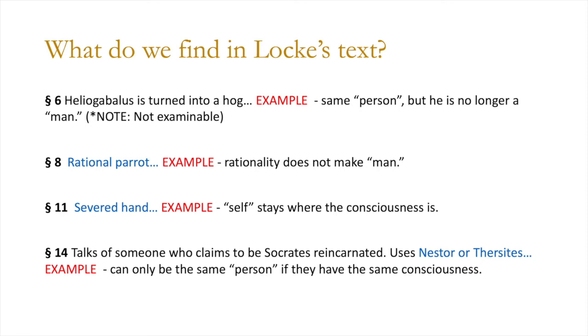But it's not as simple as just looking for an "if" in the statement, the wording of however something is presented. What do we find in Locke's text? In the text, the first thing we actually find is an example of a person being turned into a hog. Hylo Galabus, turned into a hog. This is actually not in our examinable text. I'm just mentioning it because it's the first one.